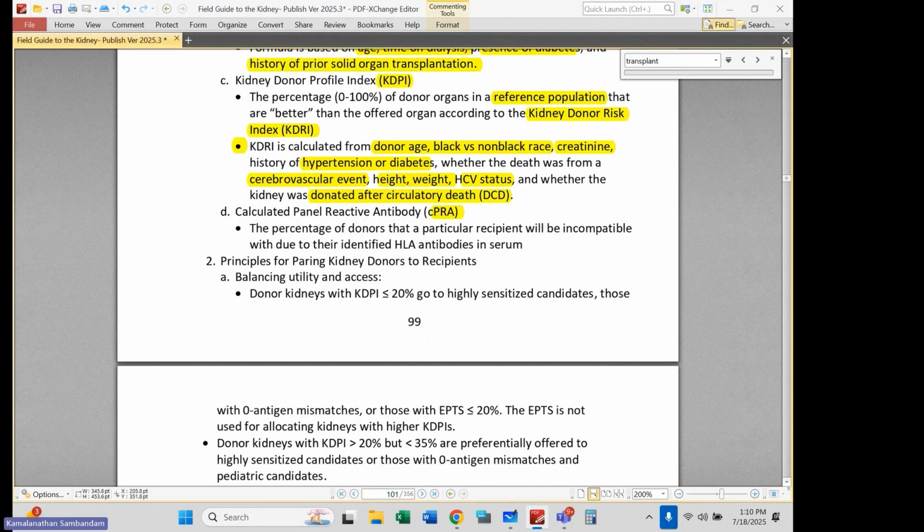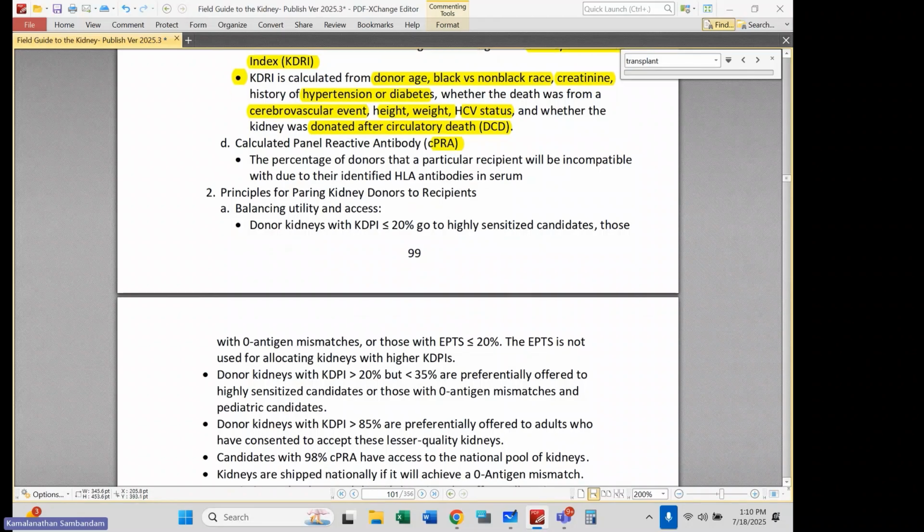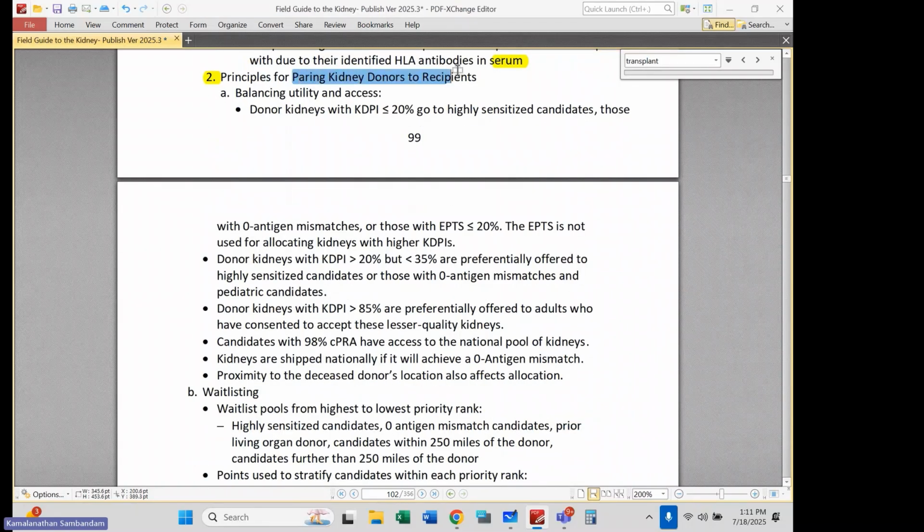We talked about panel reactive antibody already, so we don't have to go through that. It can be calculated from your Luminex assay and just knowing something about your donor pool. You have to know what proportion of the donors here in Texas in this donor service area have A2 in order to calculate a panel reactive antibody. How do we pair kidney donors to recipients?